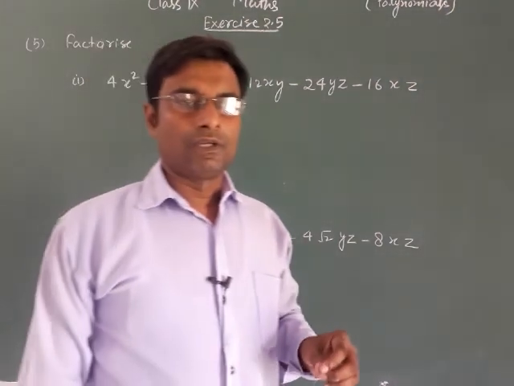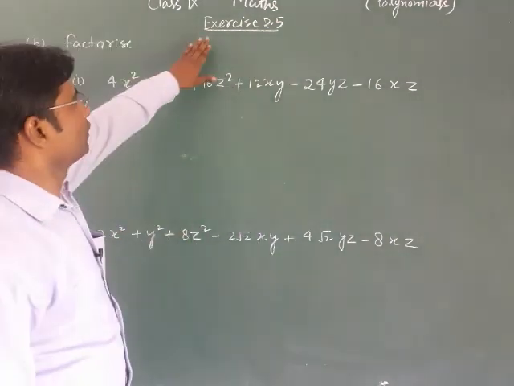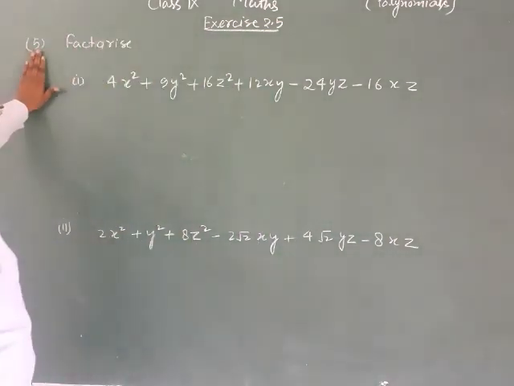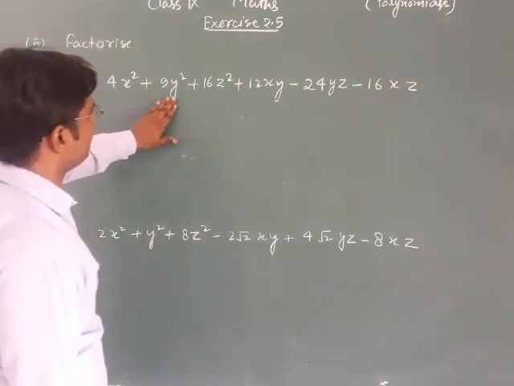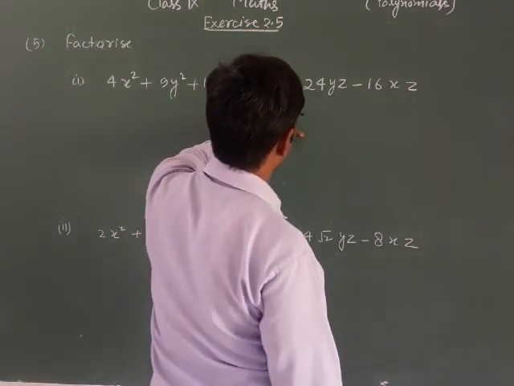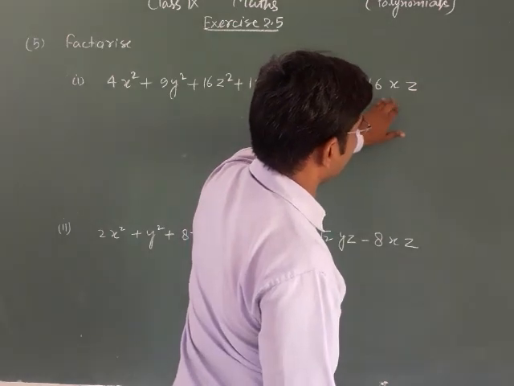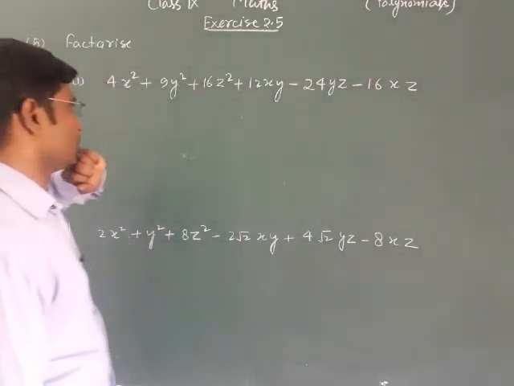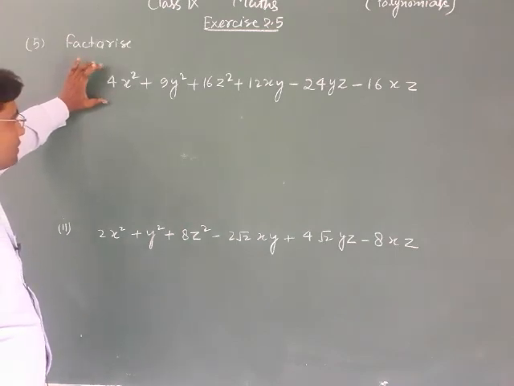Dear student, today I will solve the remaining questions of exercise 2.5. Question number 5. Factorize. First part: 4x square plus 9y square plus 16z square plus 12xy minus 24yz minus 16xz. So now we can solve this polynomial using an identity.